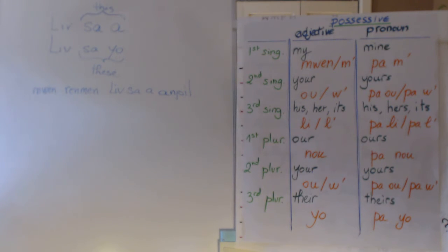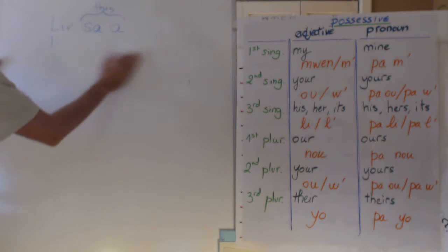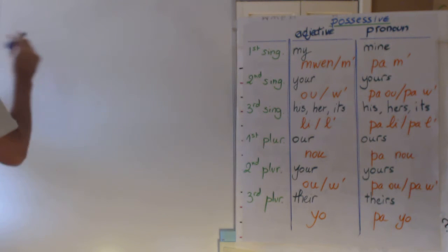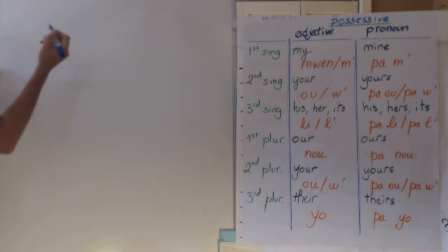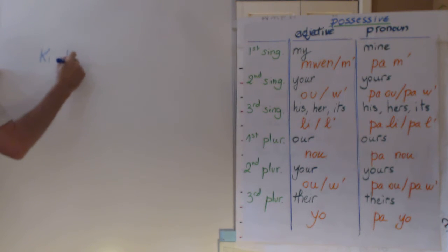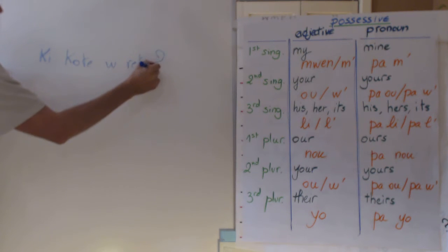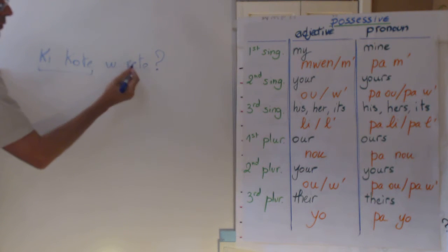Now, just look at a couple of things here that will be very helpful. Some prepositions that we need to use. How would we say, where do you live? Where do you stay? So, question. Ki kote? Where? Ki kote ou rete?